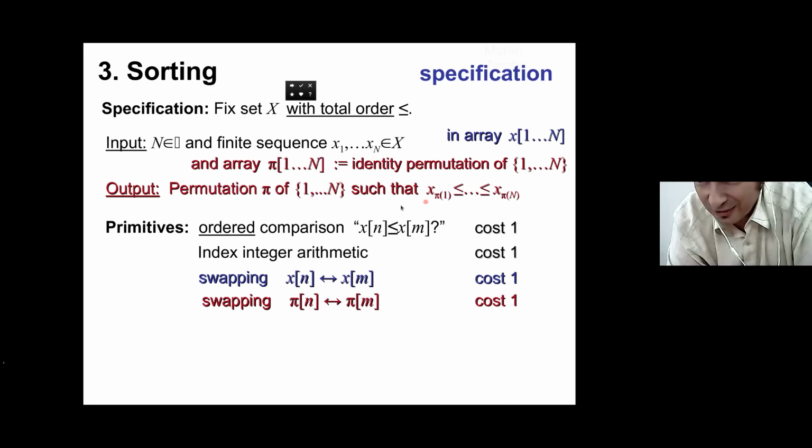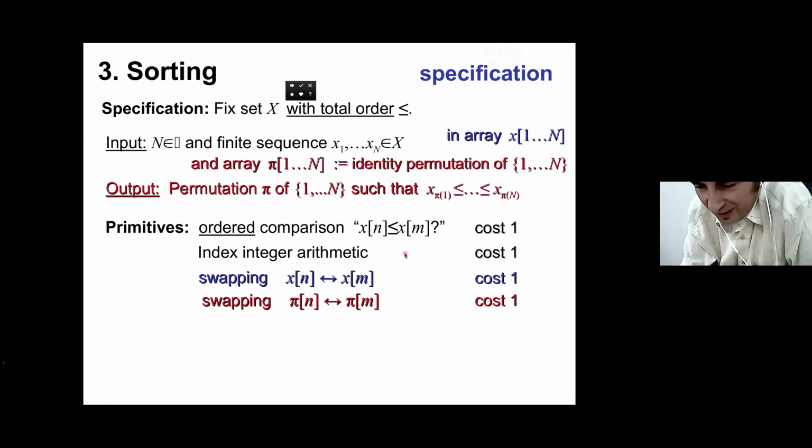Okay, so now what is a cost model? It will be similar to searching, except that now we are allowed to operate on the array itself. So the array is not read-only. I can change values of elements in the array. So for example, if I swap two elements in the array, I will count it with cost 1, and the other things, the comparison and the arithmetic, cost 1, similarly to the searching problem.